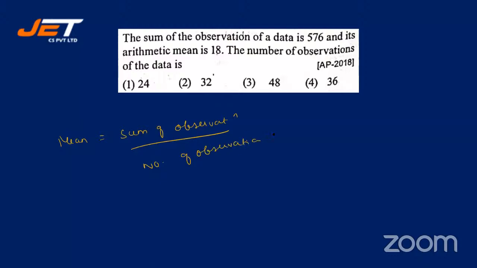All right, fine. So they have given you the arithmetic mean as 18, which is equal to the sum of observations, 576, divided by the number of observations. So just cross multiply and divide, and you will get the value of n as. Fine. So let me see how many are going to give me the right answer.